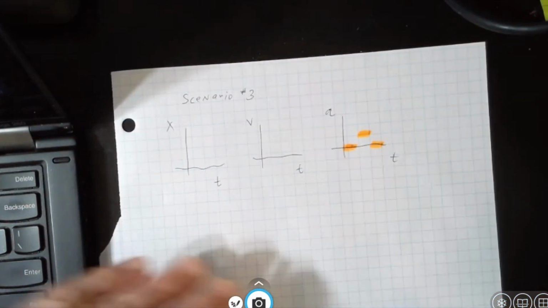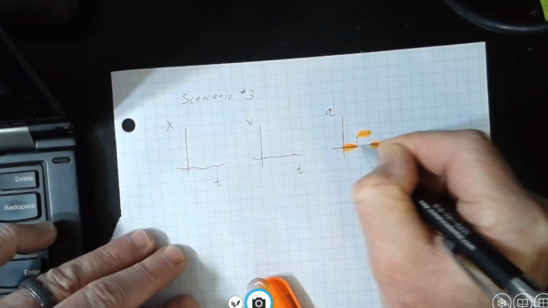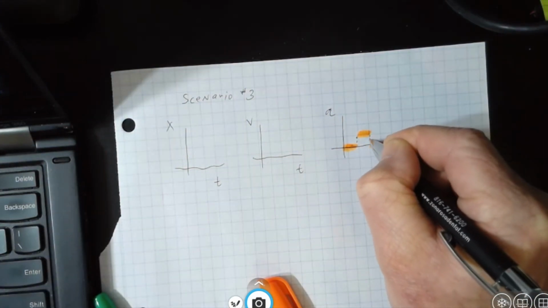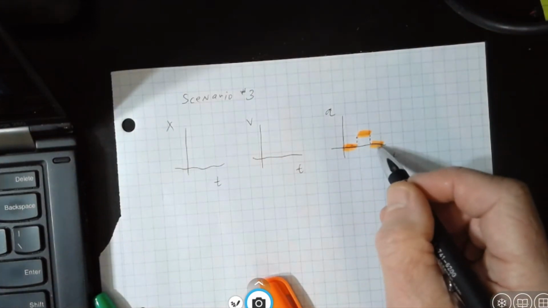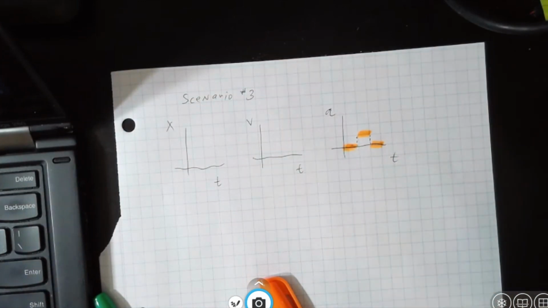I don't know if you can see that there, but we're starting off with zero acceleration, and then we have some sort of positive acceleration, and then we're back down to zero acceleration. Now with that first zero acceleration, we're really not sure. We need a little bit more information, right?